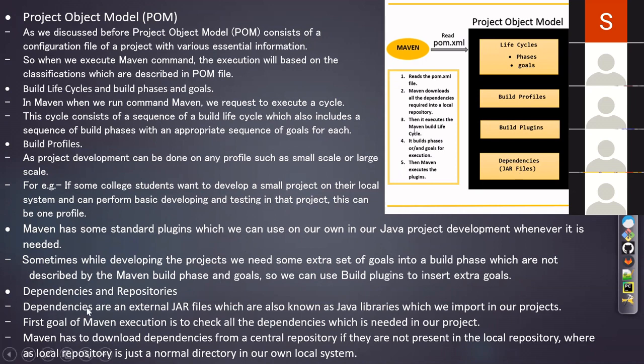And these dependencies and jar files. So dependencies are external jar files, which are also known as Java libraries, which we import in our Java projects. The first goal of Maven execution is to check whether all the dependencies needed in our project are present or not in the POM.xml file. So Maven has to download dependencies which are not present or which are required to execute the project.